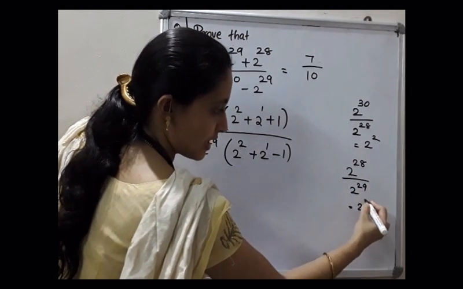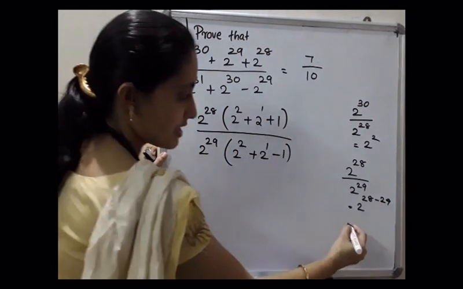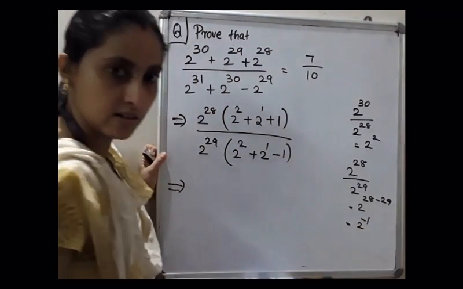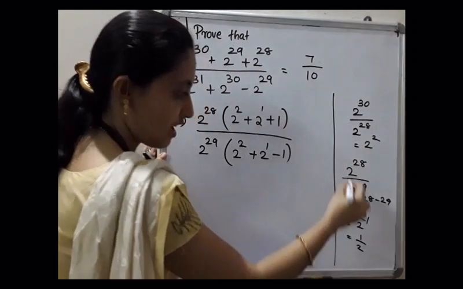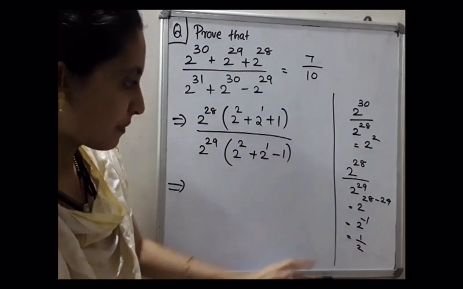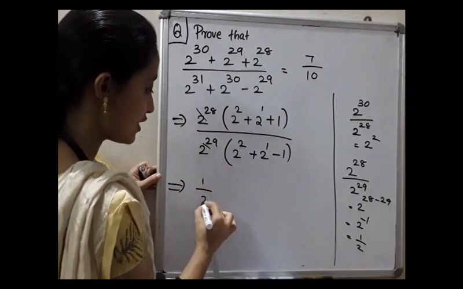That is equal to 2 raised to 28 minus 29. So that is equal to what? 2 raised to minus 1. What is 2 raised to minus 1? That is equal to 1 by 2. So these are the calculations. Please write that down on the side. So the answer will be 1 by 2. After cancelling you got 1 by 2.